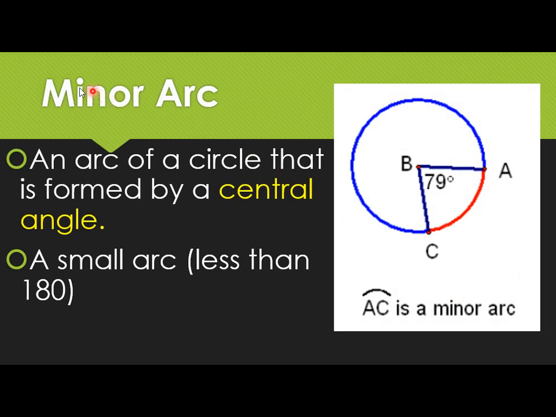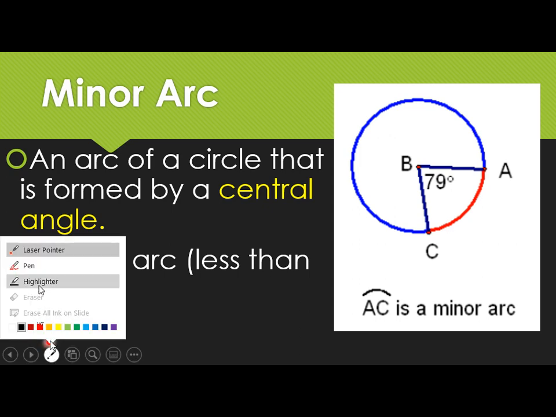All right, so we have a minor arc. A minor arc is less than 180. Okay, so in red, this is a picture of a minor arc. So it's an arc of a circle that is formed by a central angle. So I've got my central angle B, and I've got the arc that's being formed. It is a small arc, less than 180 degrees, and we now have a new notation.